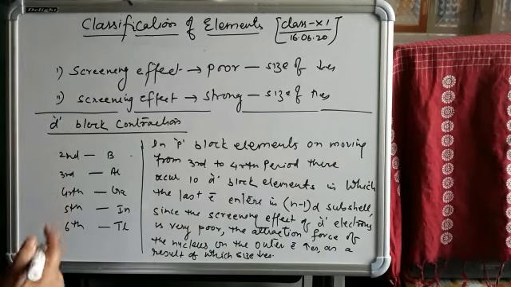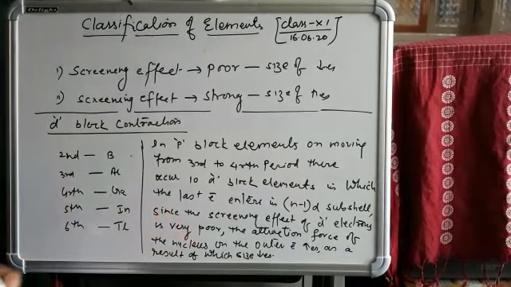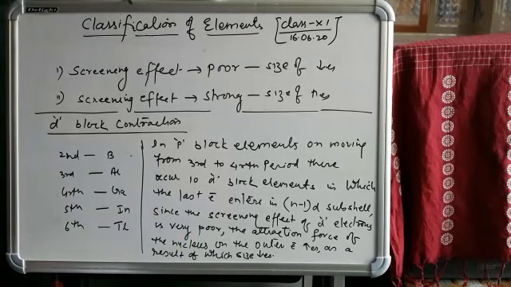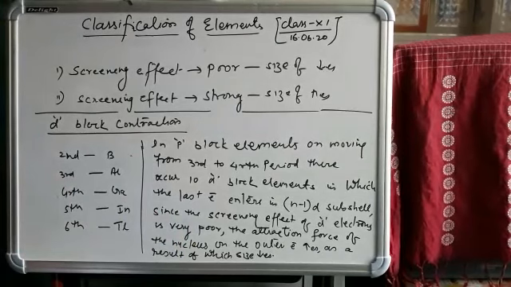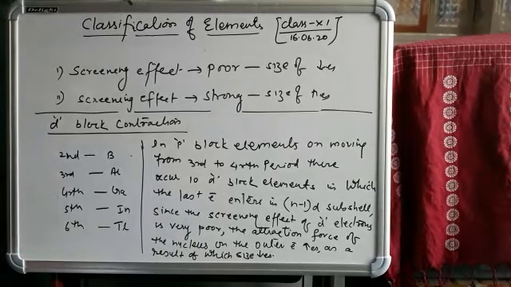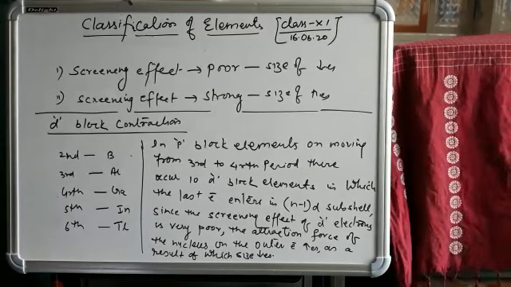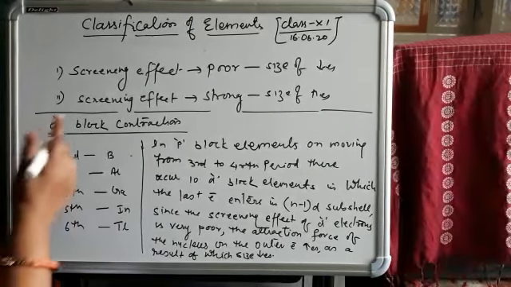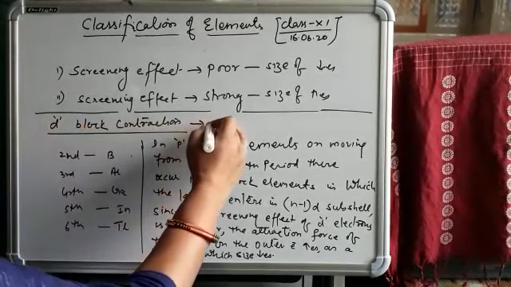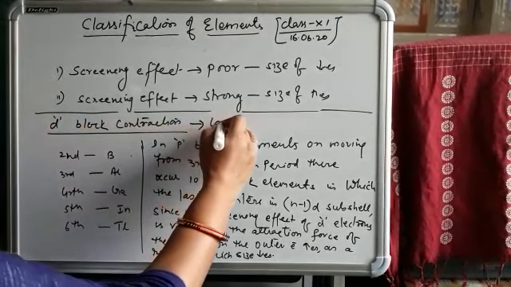shielding effect. The electrons present in d orbital, as we know, do not shield the nuclear charge very effectively. So the nuclear force of attraction falls onto the outermost electron strongly. In that condition, the size of atom decreases, and this is the result of d block contraction. We know about lanthanide contraction.